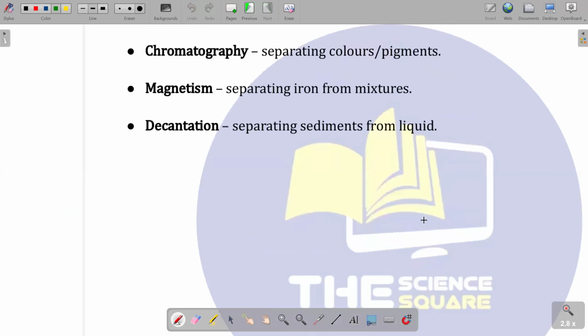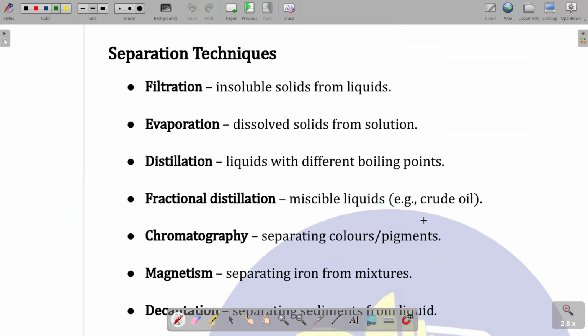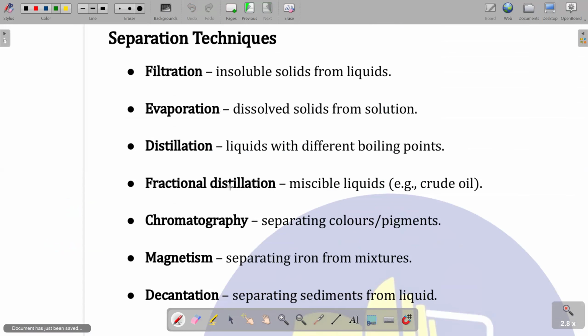Now, just to look at a few of the separation techniques that are used to separate mixtures. As I said, separation techniques is a whole topic on its own. If you want me to explain it in much more detail, just let me know in the comments and I will do just that. So let us look at a few separation techniques.